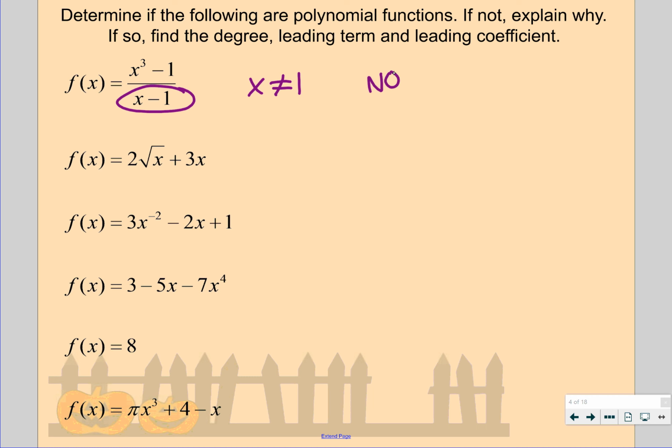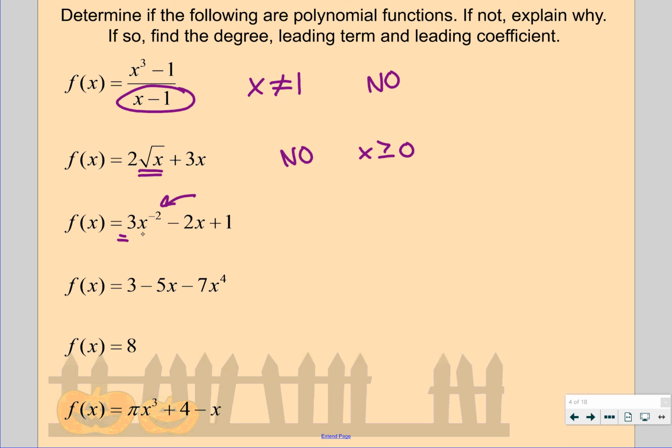What about the second one? What do you think? Yes or no? Why not? Again, domain restriction. X can only be greater than or equal to 0 if you have a square root, so not a polynomial. What about the third one? Polynomial or no? Because? Yep, part of the definition said our exponents need to be non-negative integers, not a negative integer. And no fractions, no decimals.